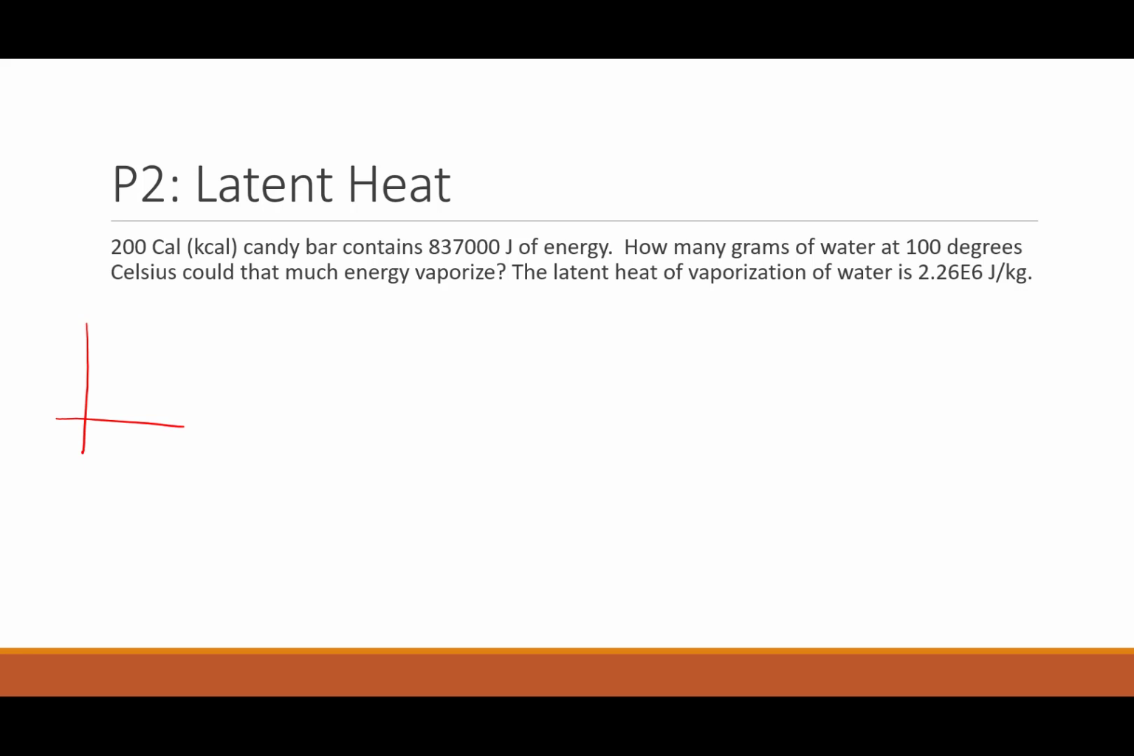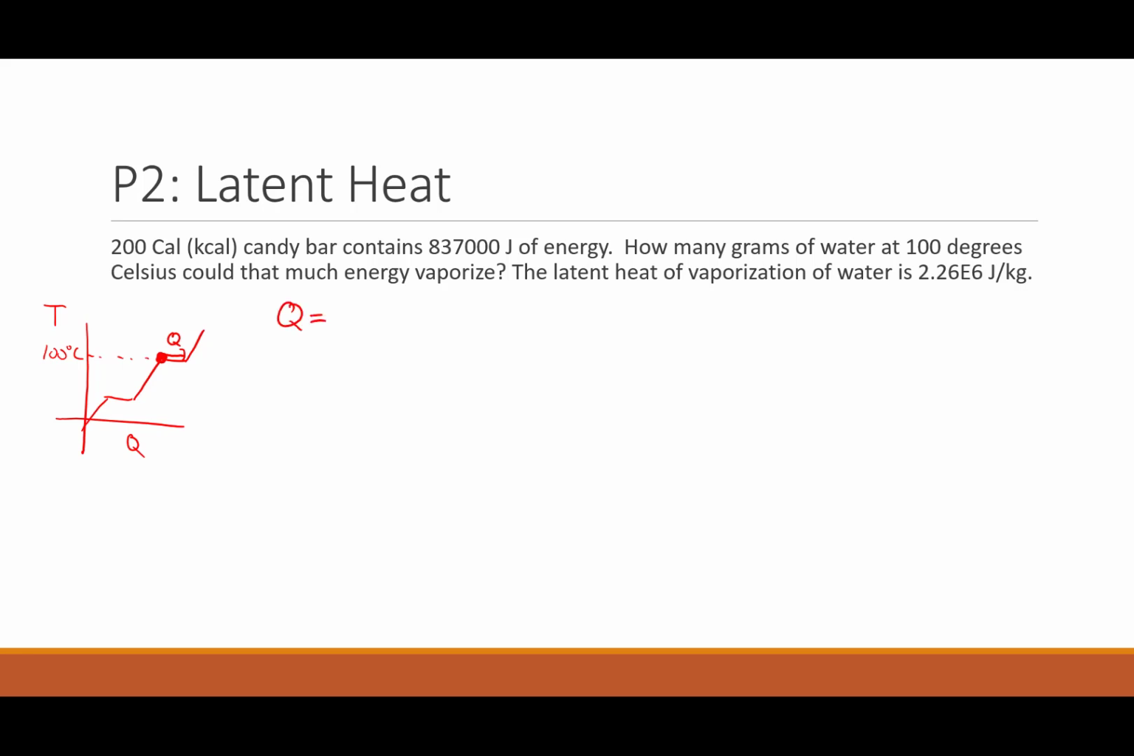So I'm going to start by sketching out our heat temperature curve, just sketching it out. And this is for water, and I know that water boils at 100 degrees Celsius. So we're starting right at the boiling point, so that's good. And we're going to add heat right there. And since we are boiling our water, all of our heat is going to go into vaporization.